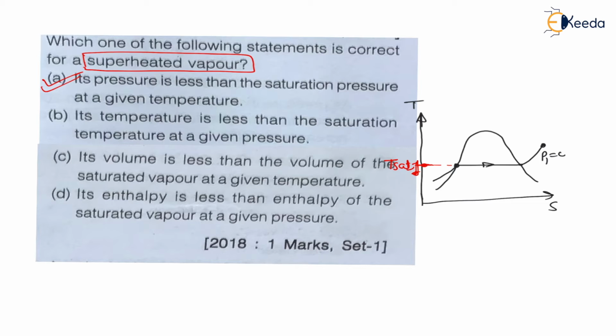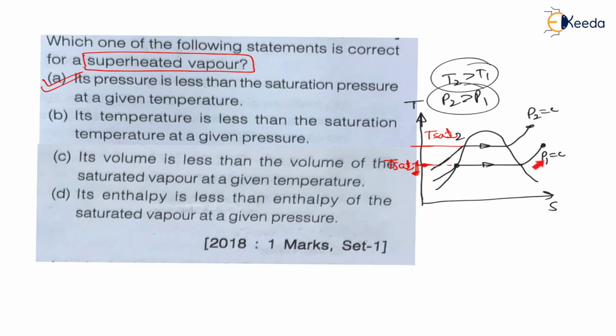Now my dear students, let us draw another constant pressure line at higher pressure, like this. This line is P2 equal to constant. For this constant pressure line, the saturation temperature 2 is here. During phase change, the temperature is called saturation temperature and the corresponding pressure is called saturation pressure. So here T sat 2, the saturation temperature 2, is more than T1, hence this P2 is more than P1.